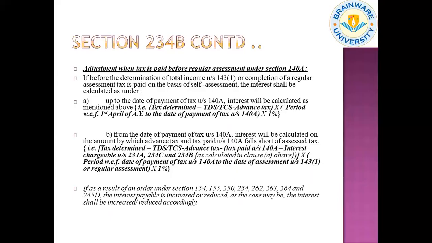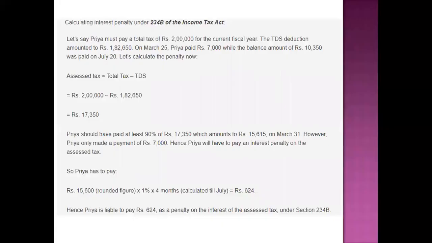Now here 234B is continuing. I have told you the rate of interest is the same here, 1% per month, but the thing is on the assessed tax. So let's take an example on 234B. That is a bit more complex and conceptual than 234A. Let's say Priya must pay a total tax of 2 lakh for the current fiscal year, meaning her tax liability is 2 lakh. The TDS is 182,650. In March, she paid 7,000, while the balance amount of 10,350 was paid on July 20.